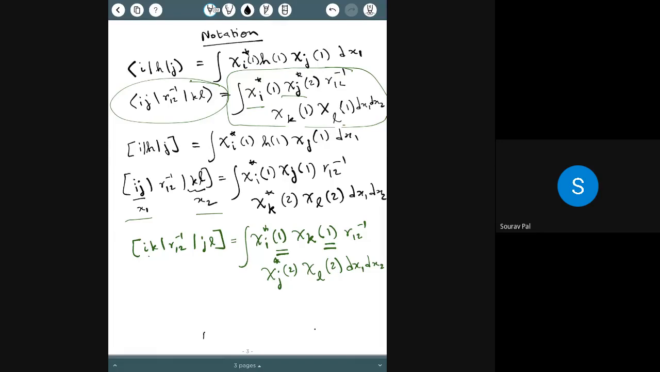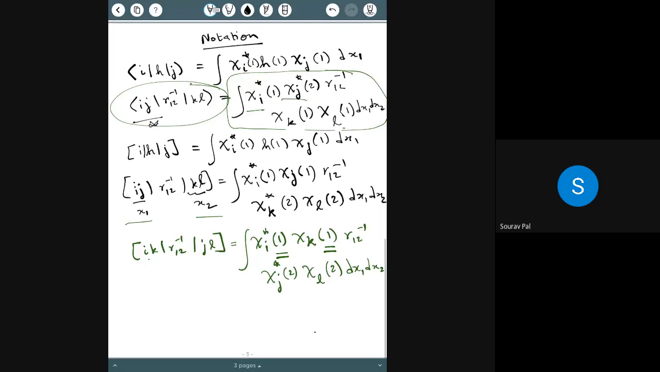So in the physicist notation, the bra is the starred function and the ket is the unstarred part. In the chemist notation, the first part belongs to electron 1 and the second part belongs to electron 2. So this is how you think about the two notations. Okay? And now we want to look at the symmetries. Maybe then it becomes clearer, like which integrals are equal.